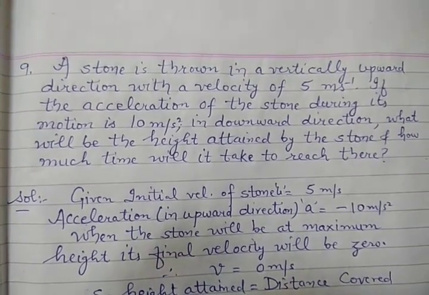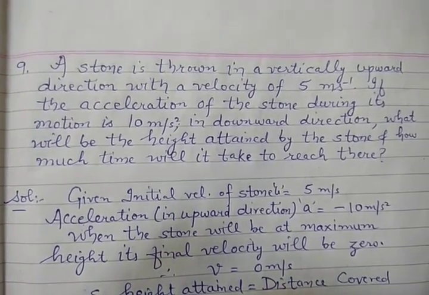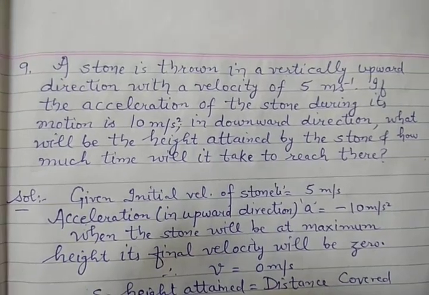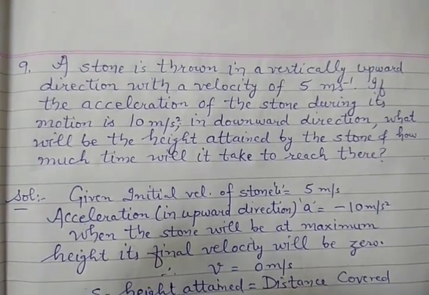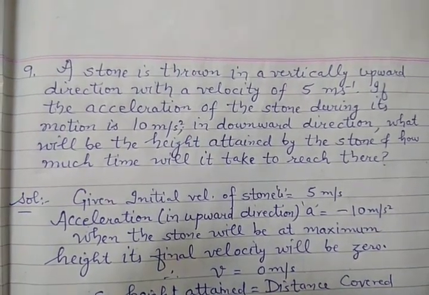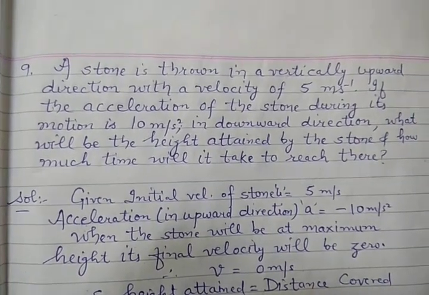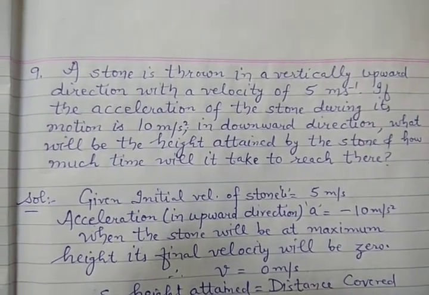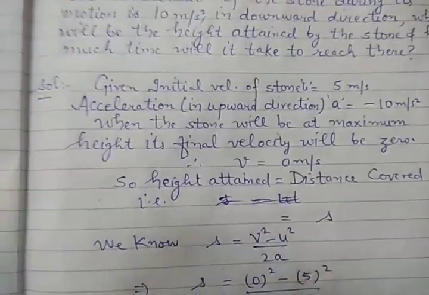A stone is thrown in a vertically upward direction with a velocity of 5 meter per second. If the acceleration of the stone during its motion is 10 meter per second square in downward direction. Here they have given the direction. So what will be the height attained by the stone? How much time will it take to reach there? See, this question you will also get in chapter gravitation. So let us see how we can do it.